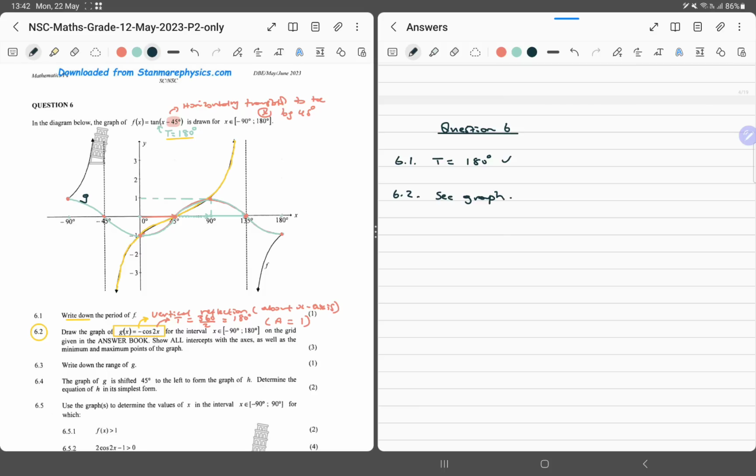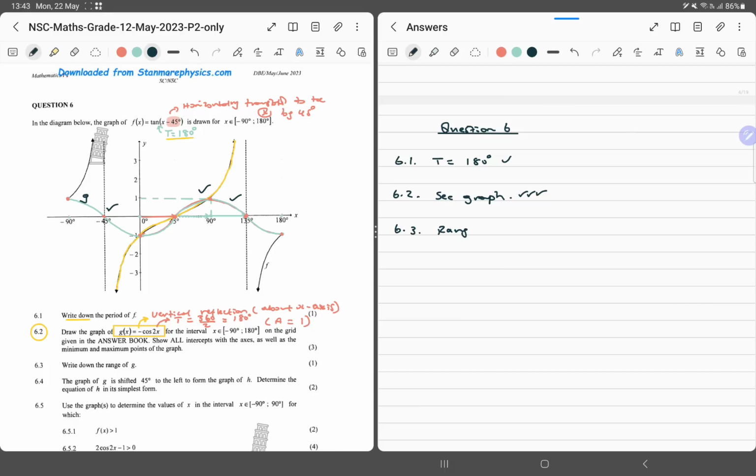Okay, not a problem. So we're scoring 3 marks here because I said we must show all the intercepts. So that's 1 mark, but there's plenty of them. There's intercept, and then there's a shape. You can see that it's reflected. It's not showing up the way it normally does. So it is a vertical reflection. And the minimum and the maxima. So you can tell that the minimum and maxima are at 1 and -1. So you get a mark for those. So that is how you score those 3 marks. Nice and easy. So 6.3. It says write down the range of G.